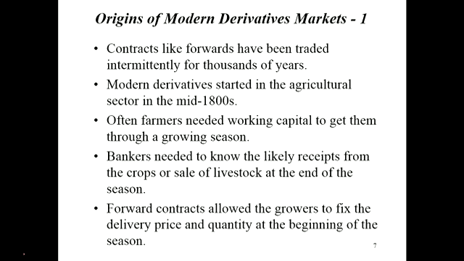Okay, so where do these things come from? Like many financial products, they've been around for a very long time. They've been traded intermittently for several thousand years. We've got good evidence of things like forwards for at least 2,500 years. But when we look about where the modern one comes from, they actually come out of the agricultural sector, and they started about 200 years ago.